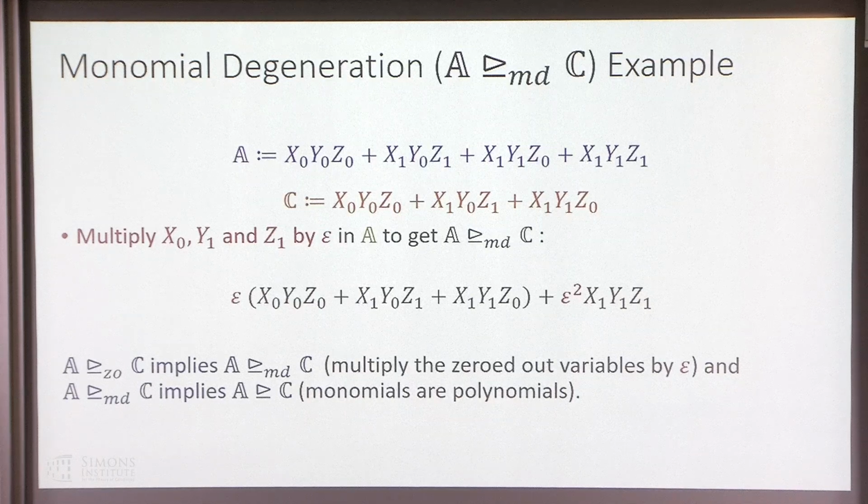Basically, all the zeroed out variables will get some power of epsilon in front of them, and all the other terms that don't have zeroed out variables will have just epsilon to the 0. Okay, so good, thank you.